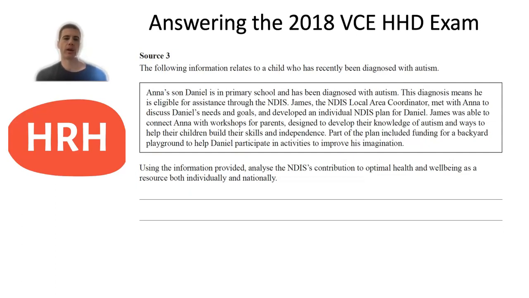And James was also able to connect Anna with workshops for parents, which were designed to develop their knowledge of autism and ways to help their children build their skills and independence. And then part of the plan included funding for a backyard playground to help Daniel participate in activities to improve his imagination. So that was source number 3.